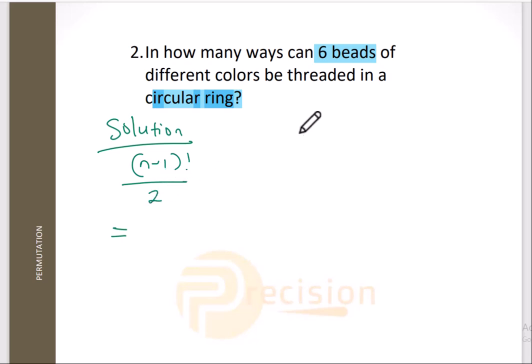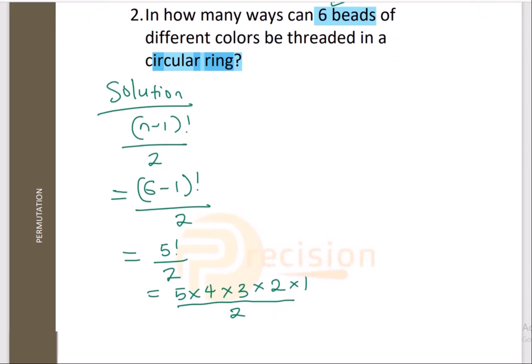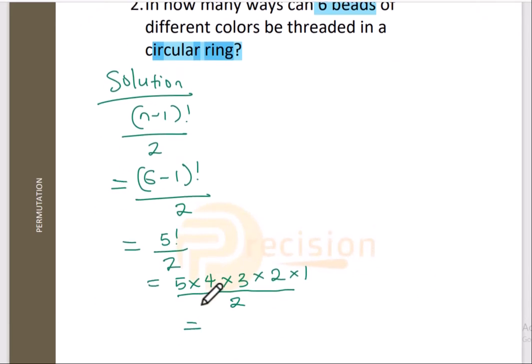So from here, what's our n? Our n is 6, the 6 beads. So 6 minus 1 factorial all over 2. The 2 is from the formula, and the 1 is just a constant in the formula. From here, 6 minus 1 is 5, so 5 factorial all over 2. And this is equal to 5 multiplied by 4 multiplied by 3 multiplied by 2 multiplied by 1, all over 2.